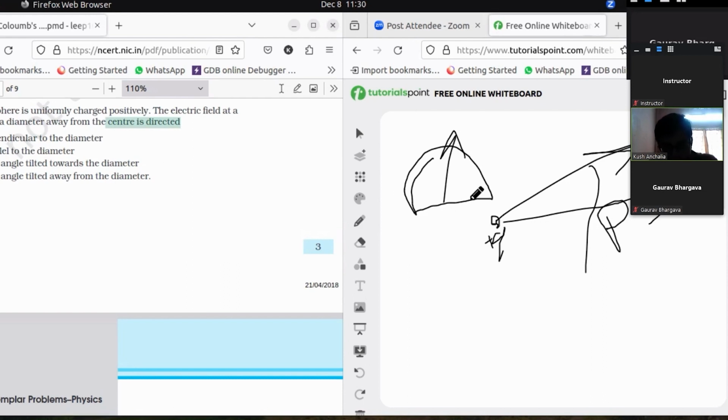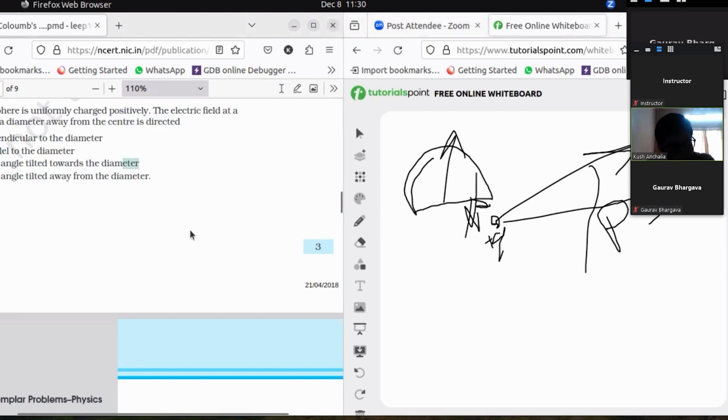Okay, here the intensity of this one will be less, this will be more. So they will guide more, they will guide less. So it will be somewhat in this direction. So it will be at an angle tilted away from the diameter. I think this should be the right option.